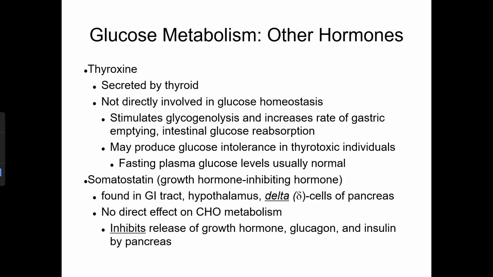Somatostatin is a growth hormone inhibiting hormone found in the GI tract, hypothalamus, and the delta cells of the pancreas. There is no direct effect on carbohydrate metabolism, but it inhibits the release of growth hormone, glucagon, and insulin by the pancreas.